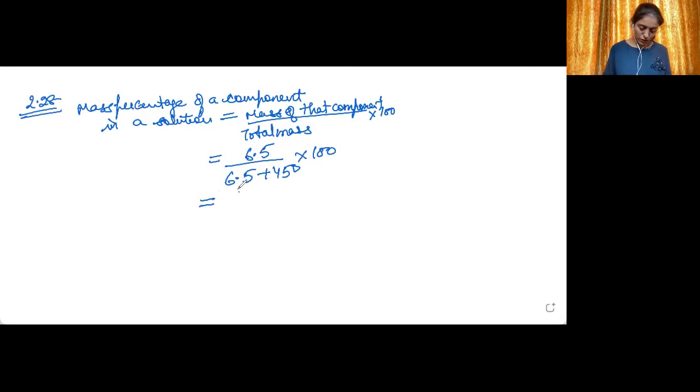So it's coming out to be equal to 1.424%. So this will be the mass percentage of aspirin in acetonitrile. Okay, let's now move into the next question, that is question number 29, 2.29 of the chapter solutions.